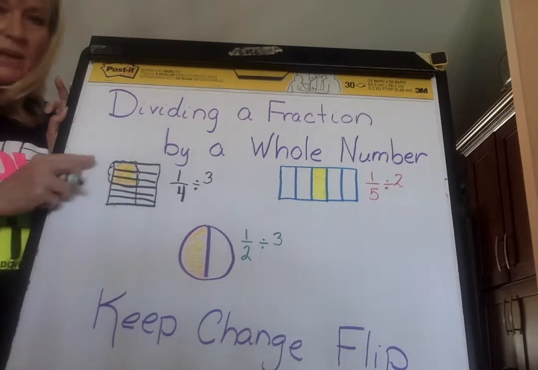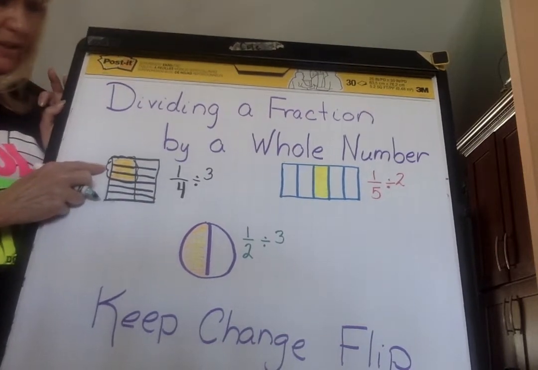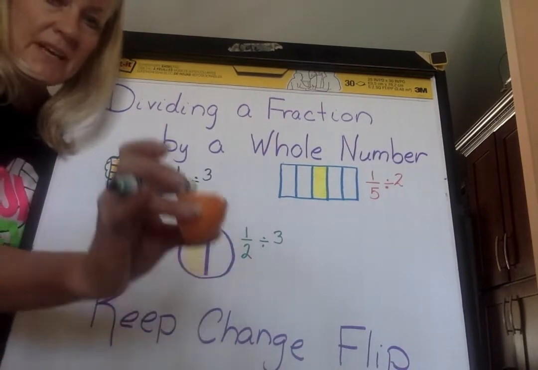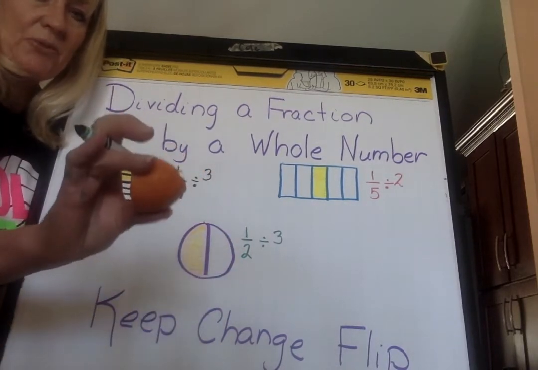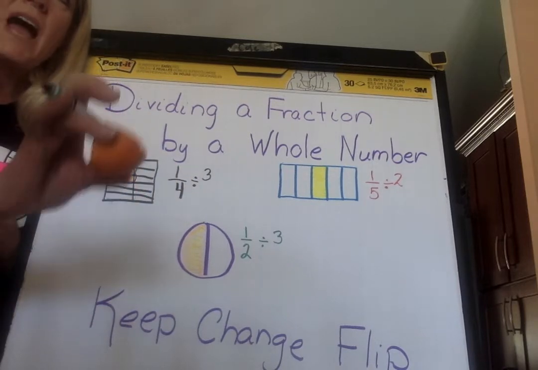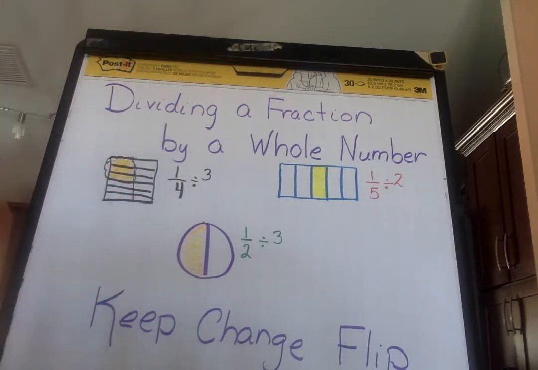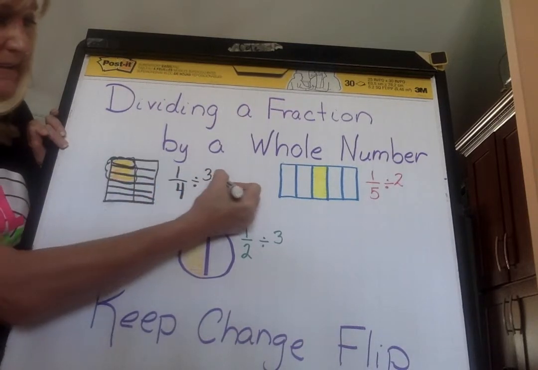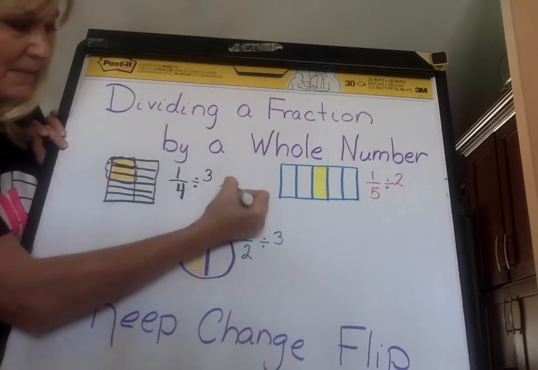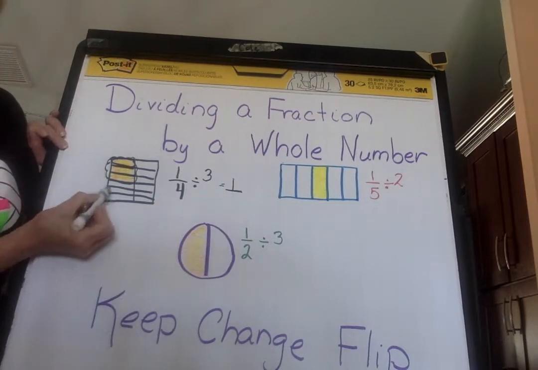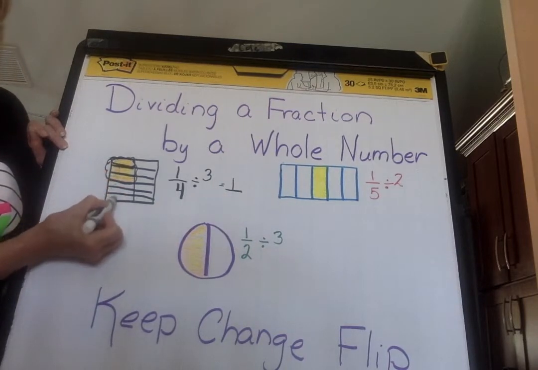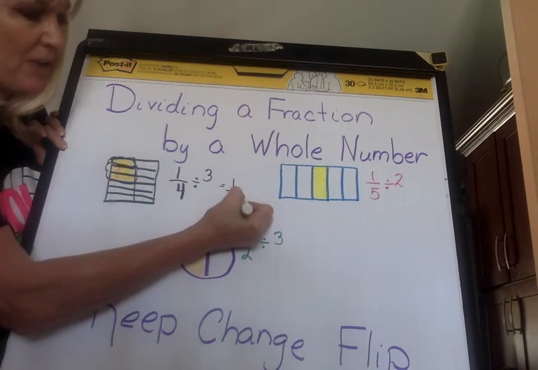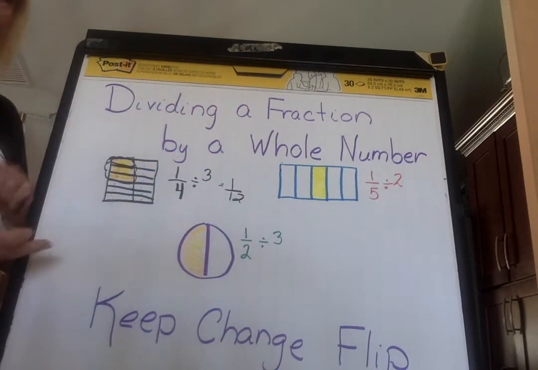So I say, if I only had a 1/4 of an orange left, like the one I had right here, and I cut it into 3 pieces, what would be my part? How much would be in each of those 3 groups? Well, it would be one of these pieces. But now I don't have 4 pieces. I have 1, 2, 3, 4, 5, 6, 7, 8, 9, 10, 11, 12. So I get 1/12.